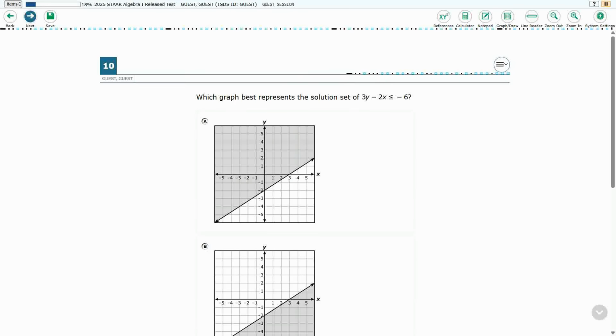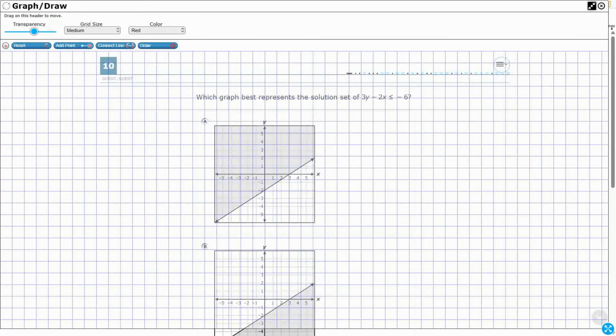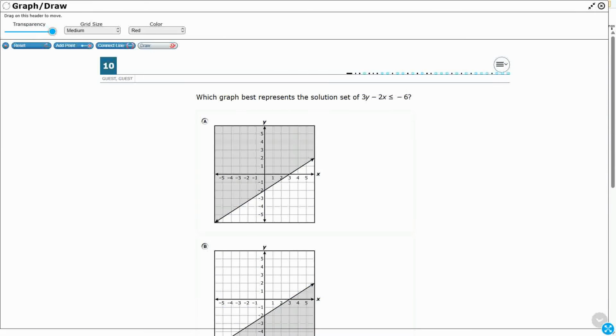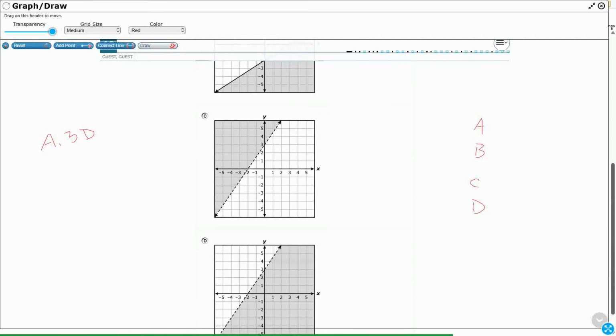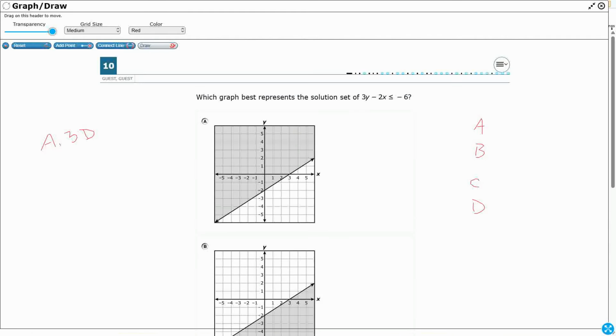Next, on number 10, we are graphing inequalities. This is A.3D. We're going to have quite a bit of scrolling here. So I'm just going to write A, B, C, and D here, right? Because we're going to have to scroll. Now, we need to find the graph that best represents this. We could graph that, put that into our calculator. It would not take it in standard form, so we need to put that into slope-intercept form. But we could do that. We can also eliminate some of our answers. So let's take a look at this.